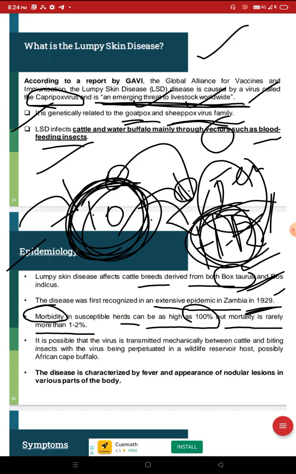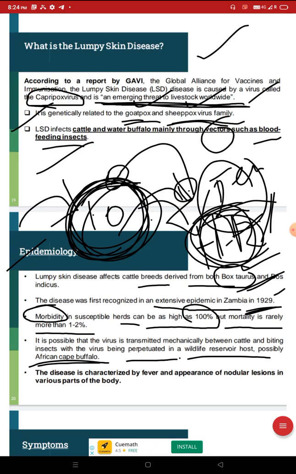It is possible that the virus is transmitted mechanically between the cattle and biting insects, with the virus being perpetuated in a wildlife reservoir host, possibly the African Cape buffalo. African Cape buffalo is the reservoir host of this lumpy skin disease virus.